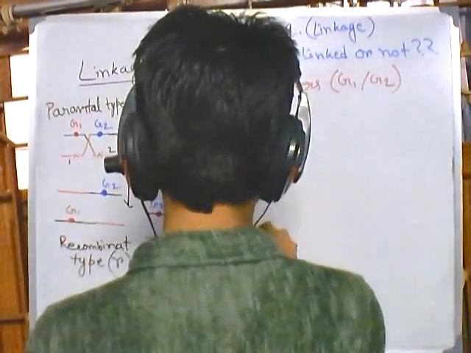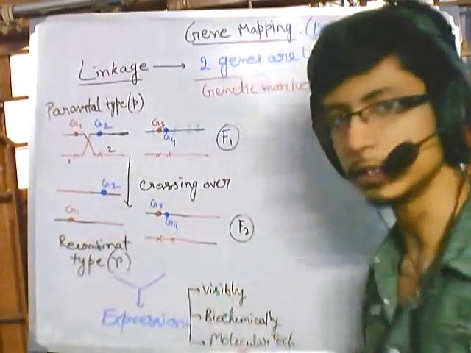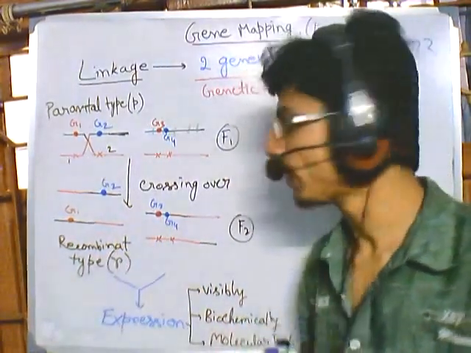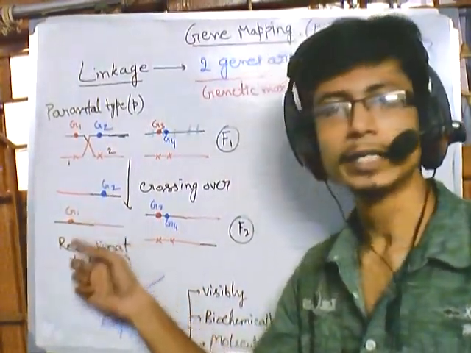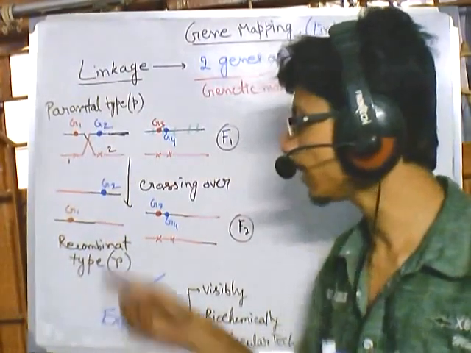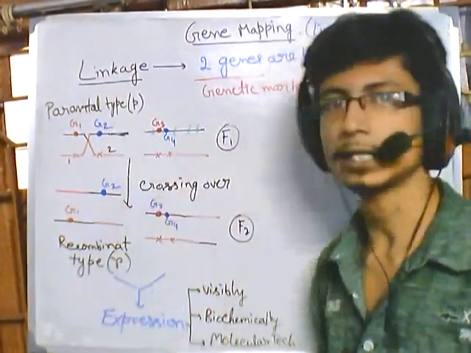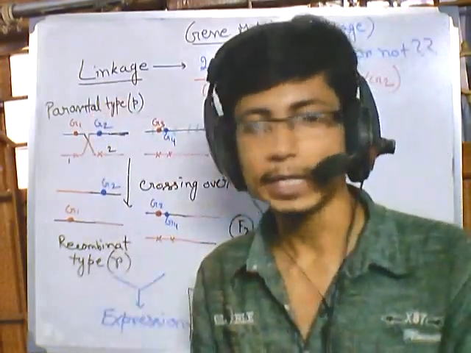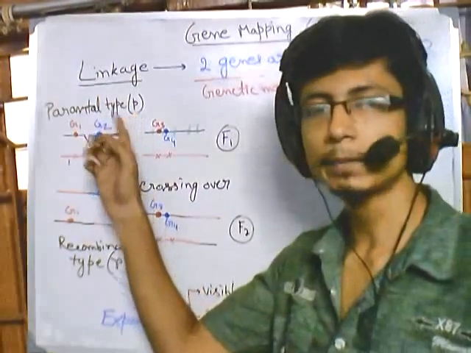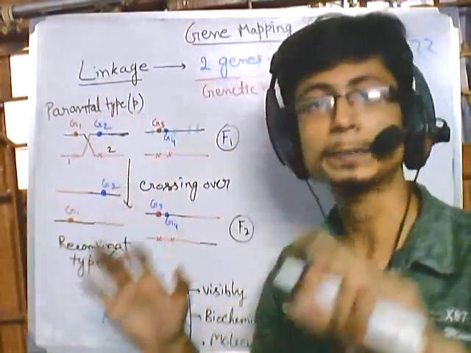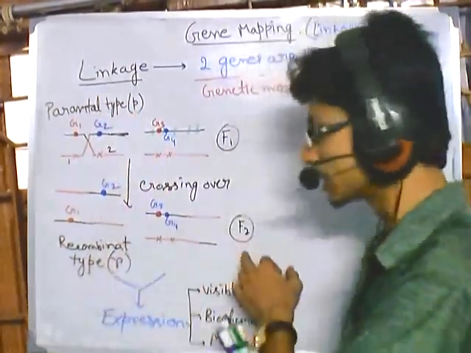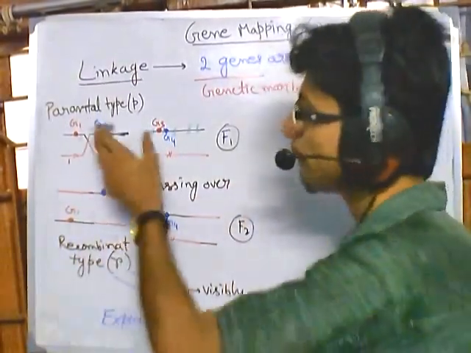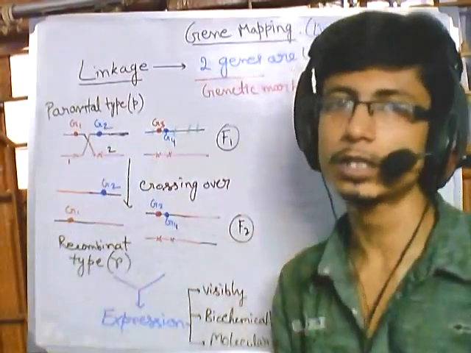After that, what do we get? The F2 progeny. In the F2 progeny, we can find the frequency of having this recombinant type and parental type. In both the generations, we are having parental type and recombinant type. In the F1, we are having all parental type because previously no crossing over has been made. But in the F2 generation, we are having recombinant type.